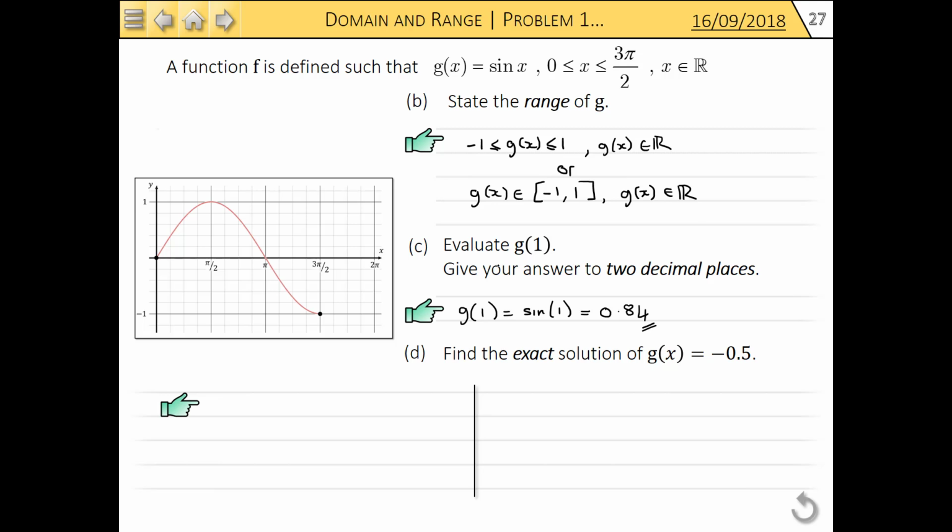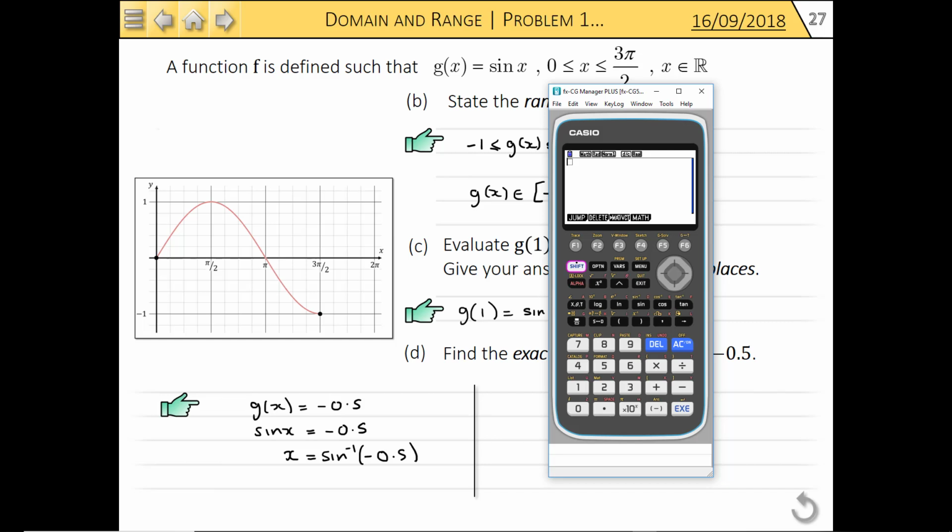Finally, to find the exact solution of g of x equals minus 0.5, we replace g of x by the function. So in this case we get sine of x equals minus 0.5. And to solve this, we need to use inverse sine, so x equals inverse sine of negative 0.5. If you put that into your calculator with it in radians, you should get minus pi over 6.